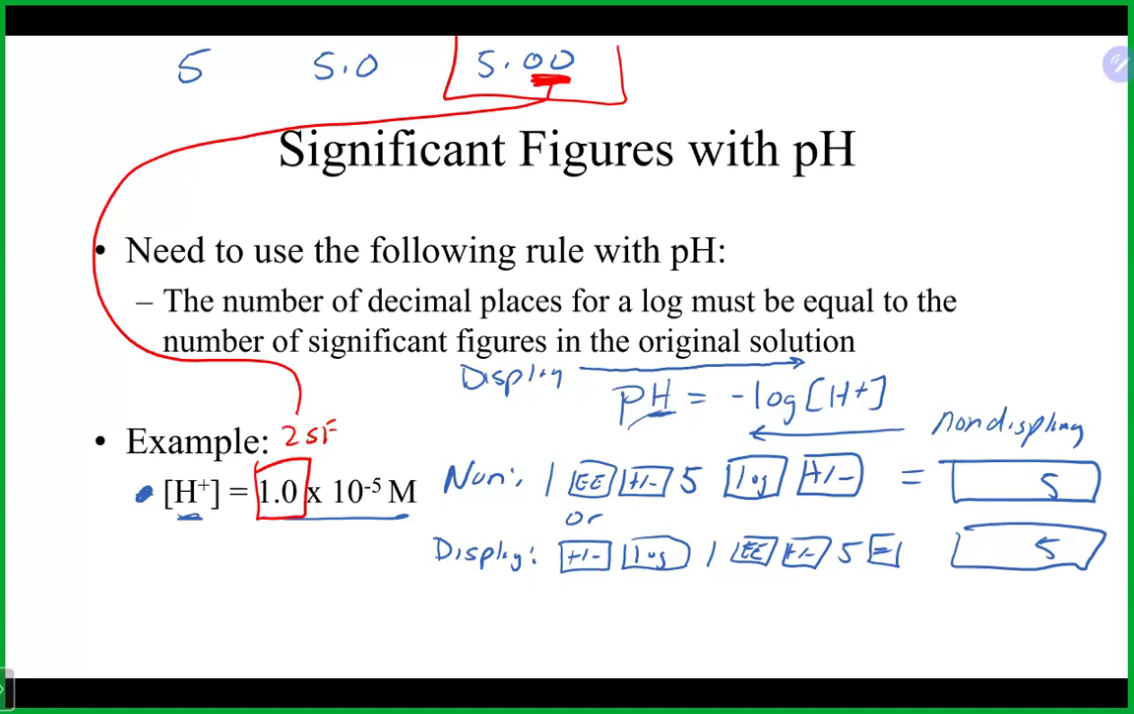By the way, is this acidic, basic, or neutral? This should be acidic, yes, less than 7.